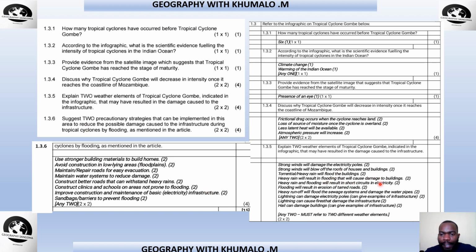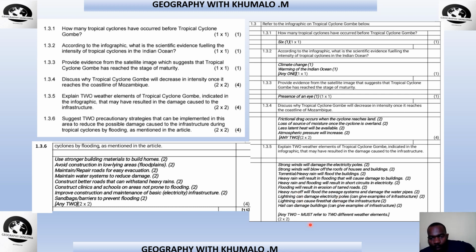Strong winds will damage the electricity poles. Strong winds will blow off the roofs of the houses and buildings. Torrential or heavy rainfall will flood the buildings. Heavy rainfall results in flooding that will cause damage to buildings. So these are different answers that are given. You are supposed to just write two so that you can get full marks. You write two in full sentences.